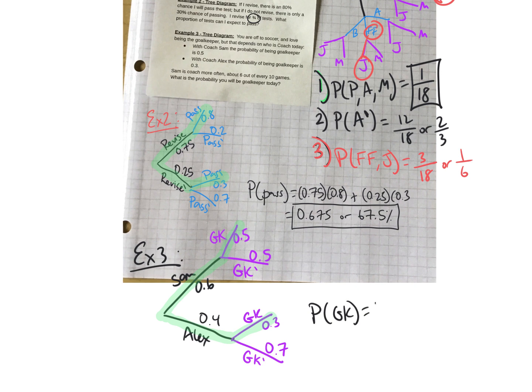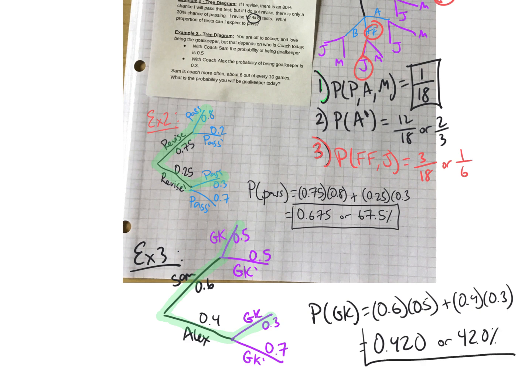So I'm going to take 0.6 times 0.5 to represent the goalkeeper with Sam. And then we're going to add that to the probability you could be a goalkeeper with Alex, which is 0.4 times 0.3. If you multiply those out, you end up getting 0.42, or 3 significant figures, 0.420, or in other words, 42.0% chance of being a goalkeeper.